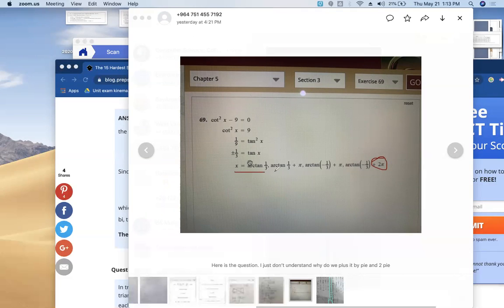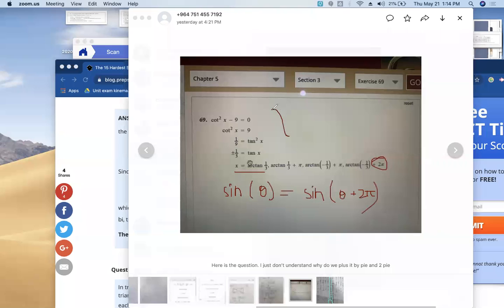Let's see. X is equal to arctan. This is pre-calc. Okay. So the reason why they're adding 2 pi is because that's a possible solution. You remember how, if I have sine of theta, this is going to equal sine of theta plus 2 pi, right? Because it's like a cyclic function. It goes in a wave.